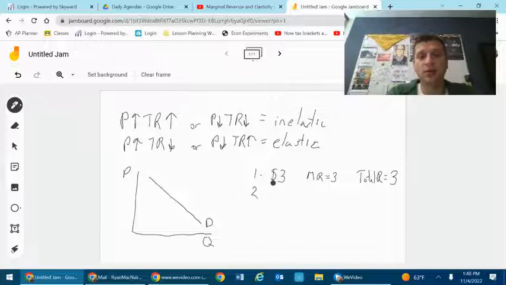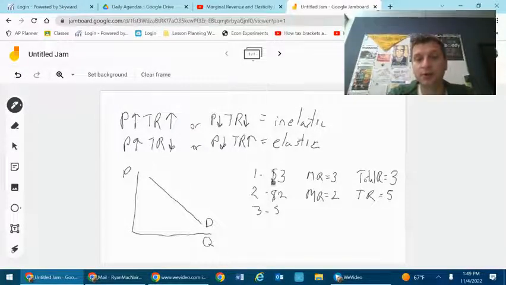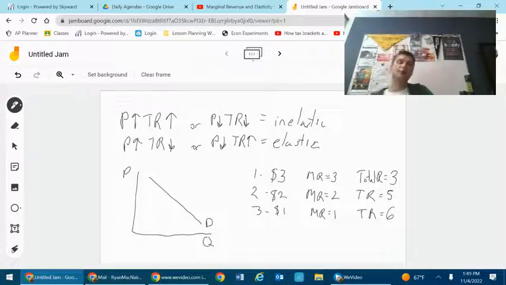So if at a quantity of 2, you have to lower the price to $2 in order to sell that second good, your marginal revenue, the additional revenue you get in from selling that second one, is 2. Now your total revenue, in this case, is going to be 3 plus 2, or 5. Your third, you might have to lower it another dollar, making your marginal revenue 1, and your total revenue now 6. So that's how you have to think of it.